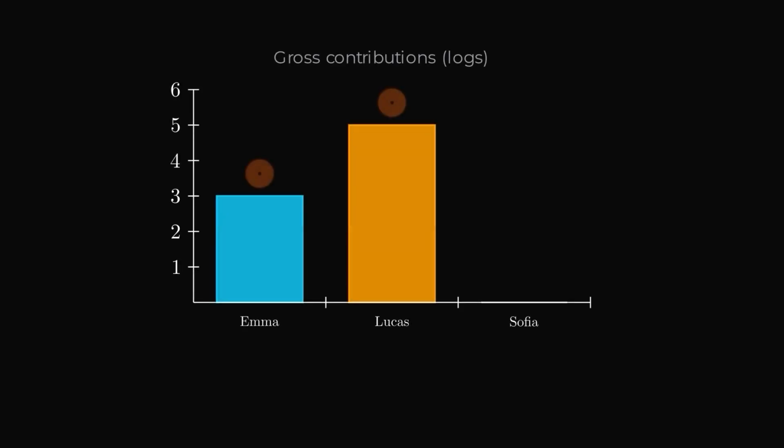Let us put the numbers on screen. Emma brought 3 logs. Lucas brought 5. Sophia brought 0. Total logs available, 8. All 3 people used the stove equally. Same number of meals, same heat, same consumption. 8 logs shared equally among 3 people. Each person consumed 8/3 of a log, roughly 2 2/3. That is the fair share, the amount each person owes for the fuel they used.